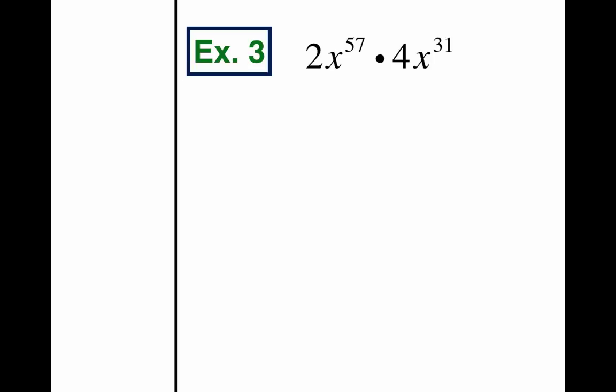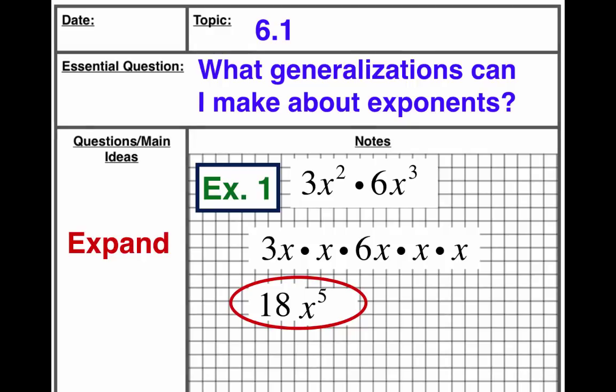2x to the 57th power times 4x to the 31st power. Now, what's our strategy? Well, it's always expand and simplify. But do you really want to expand x to the 57th power? Think about that. That's 57 x's. That's kind of crazy. I mean, you could, if you really wanted to, write all that out, but it sounds wild to me. So instead of expanding, go back to example 1, the very first problem that we did in our notes today. Can we find a shortcut?